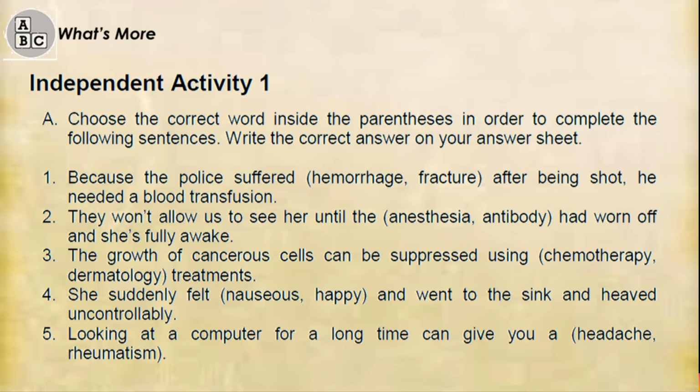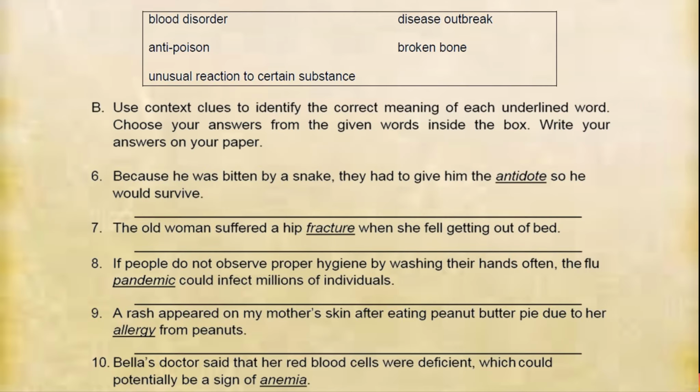5. Looking at a computer for a long time can give you a (headache, rheumatism). Use context clues to identify the correct meaning of each underlined word. Choose your answers from the given words inside the box. Write your answers on your paper. Blood disorder, disease outbreak, anti-poison, broken bone, unusual reaction to certain substance, independent assessment.